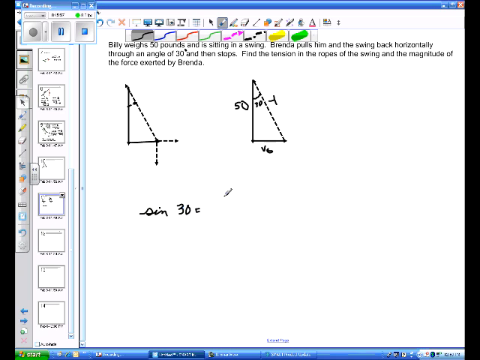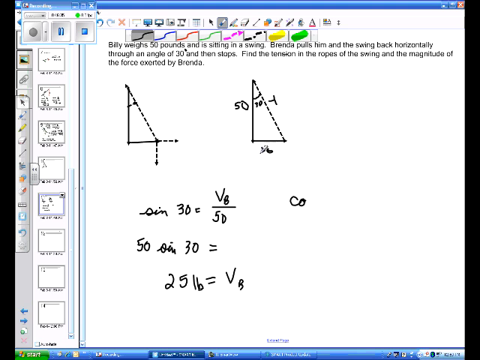The sine of 30 is equal to V sub b, Brenda's vector, over 50, or 50 sine 30. And we know that the sine of 30 is 1/2, so this is going to be 25. So Brenda is exerting 25 pounds of pressure. That's her force. Now the tension in the rope, that would be the adjacent over the hypotenuse. So that would be the cosine.